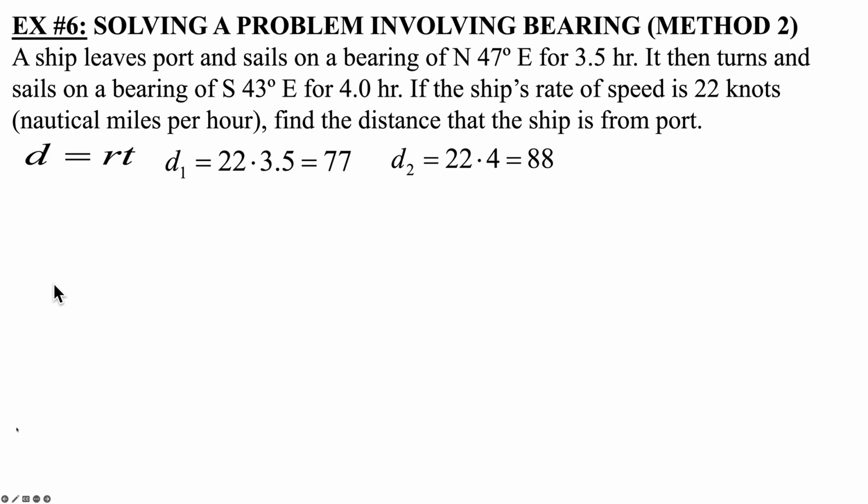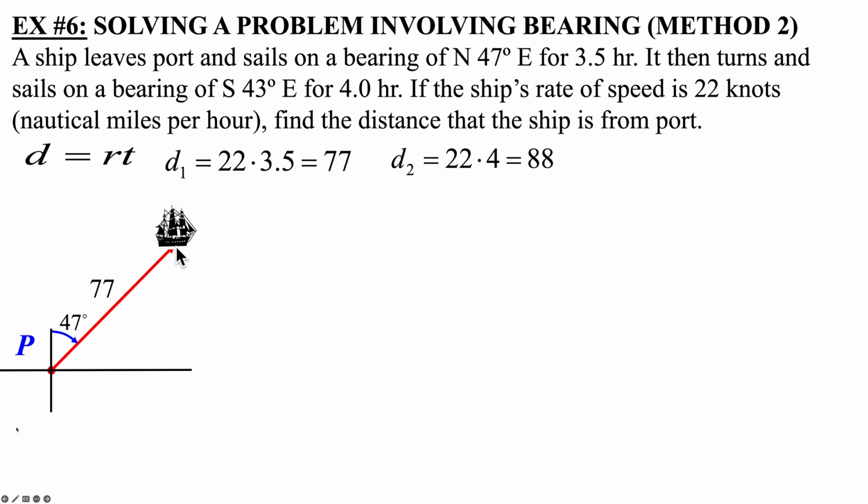So let's put our port down here on an X, Y, or north, west, east, south line. Let's go north 47 degrees east. We draw this line and we know that distance is going to be 77 miles. So here's my ship. Sailing away. There we are. There's my trip. In 3.5 hours, we went 77 nautical miles.